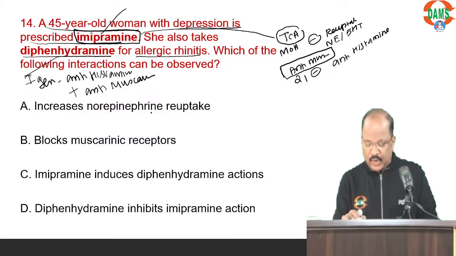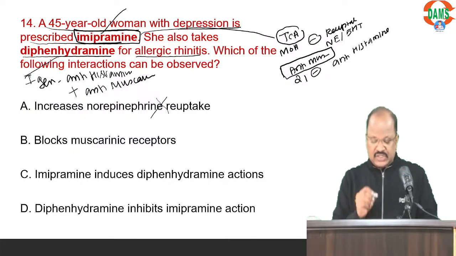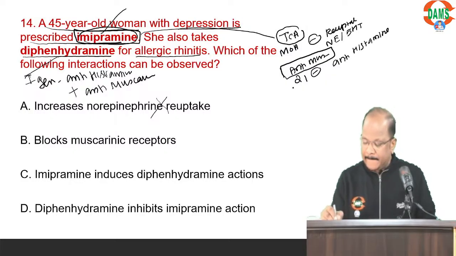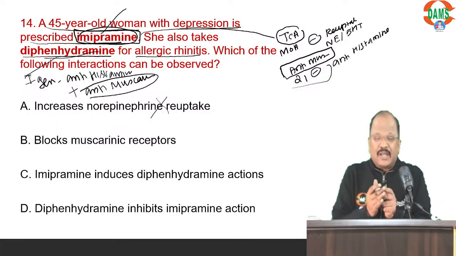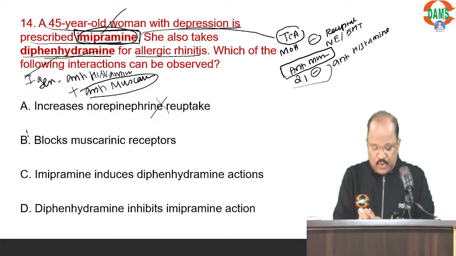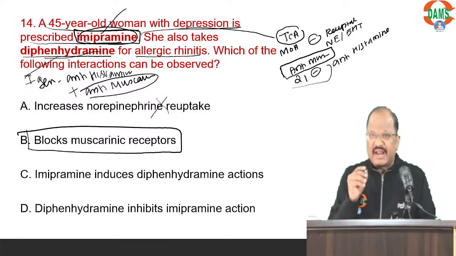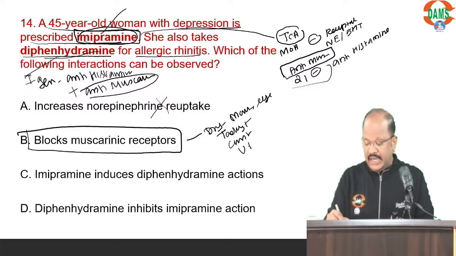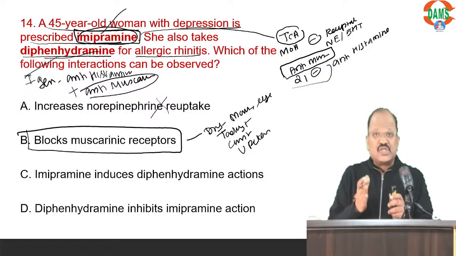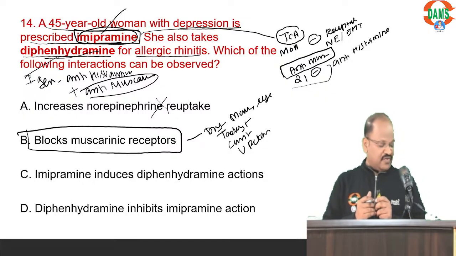Increasing norepinephrine, no. Blocks muscarinic, yes. This also blocks muscarinic, and this also blocks muscarinic. So additively blocking muscarinic causes more and more risk of dryness of mouth, dryness of eye, more tachycardia, palpitation, constipation, and urine retention. These are the interactions. Why confusing?